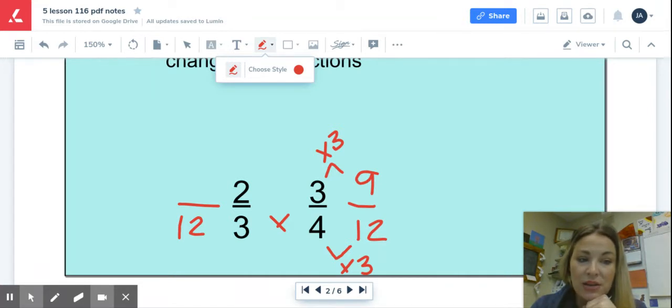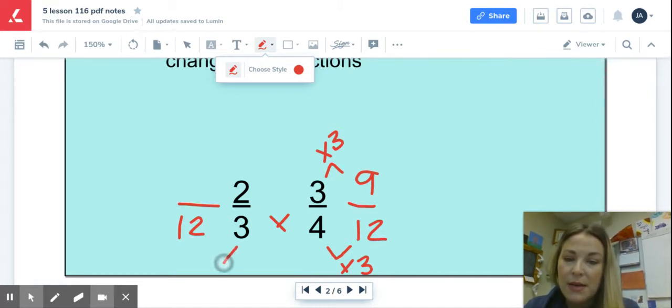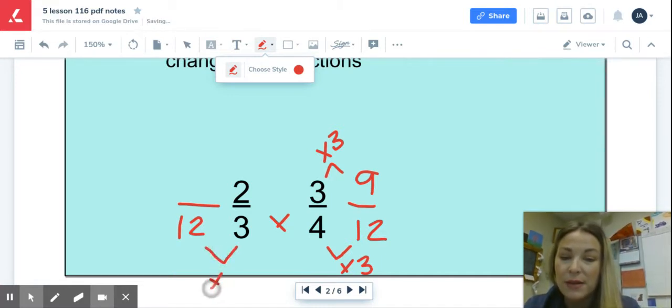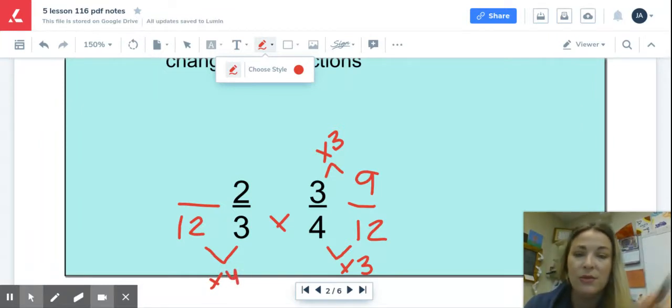9/12 is my new fraction that I'm going to look at, and I'm going to do the same thing over on the left here. So 3 times what is 12? Well, 3 times 4 is 12. And whatever I do to my denominator, I will do to my numerator.